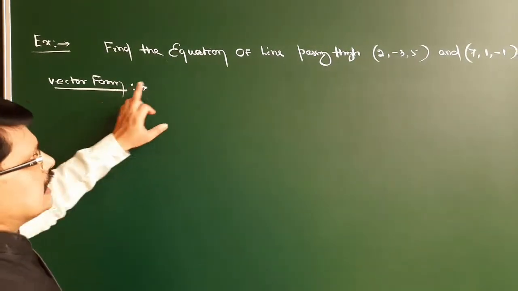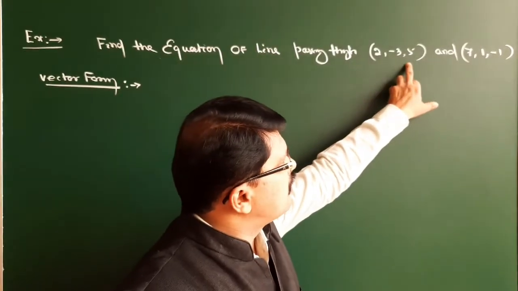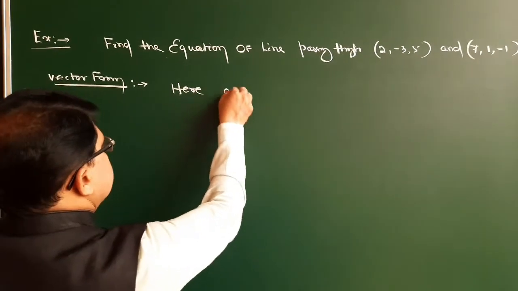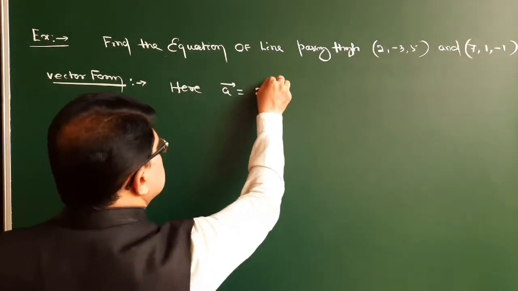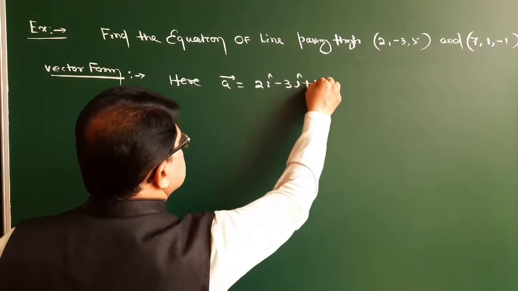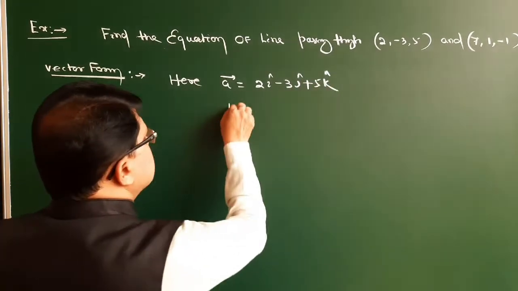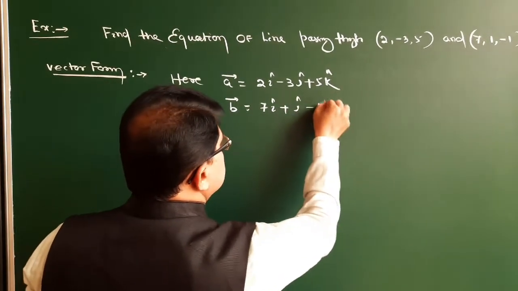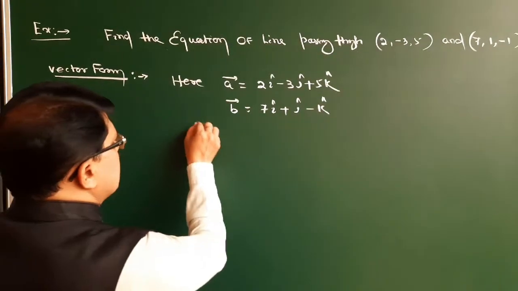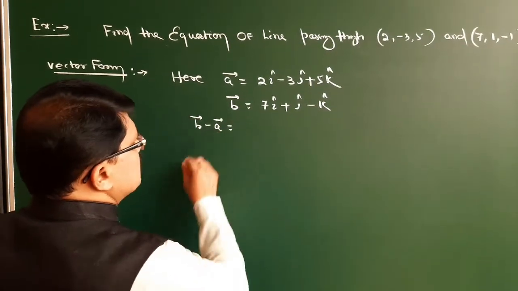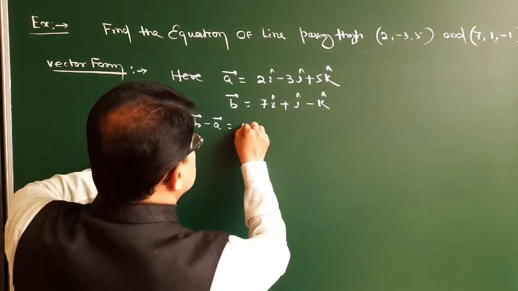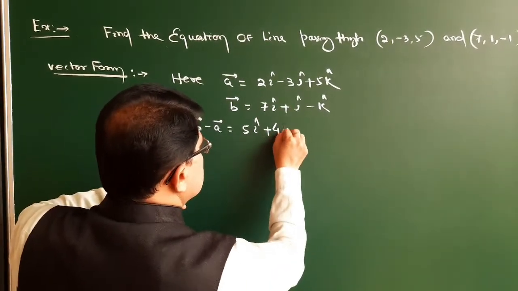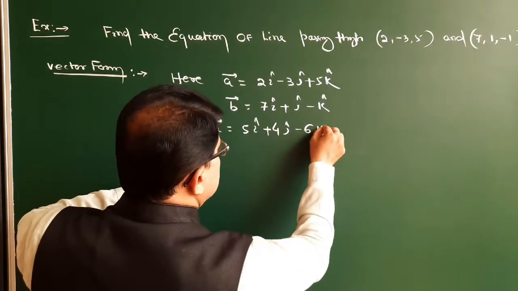Here, for the vector form, if the points are (2, -3, 5) and (7, 1, -1), you have to write like this. The a vector is 2i minus 3j plus 5k, and the b vector is 7i plus j minus k. Then you have to find the b vector minus a vector. It is 7 minus 2, which is 5 into i cap; 1 minus (-3), so plus 4 into j cap; then minus 6 into k cap.